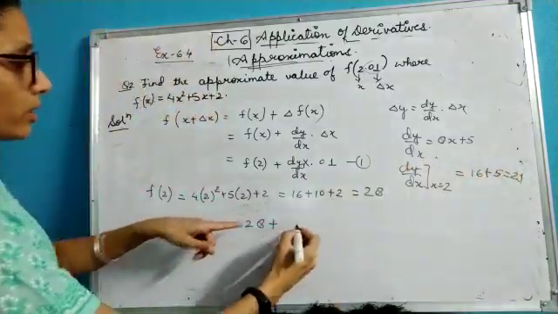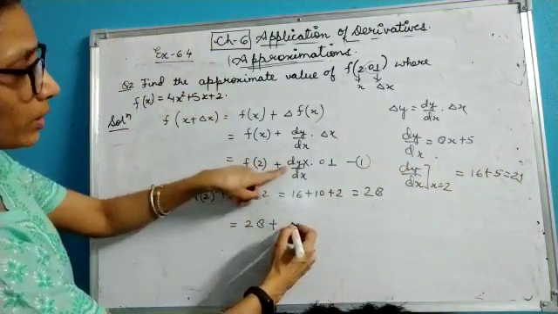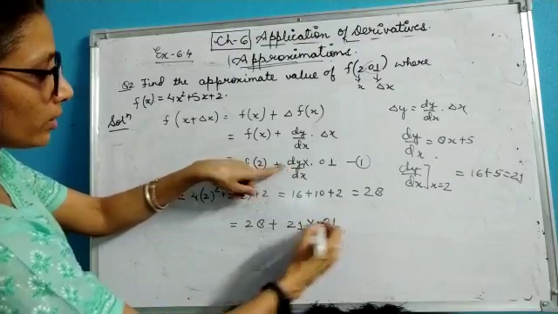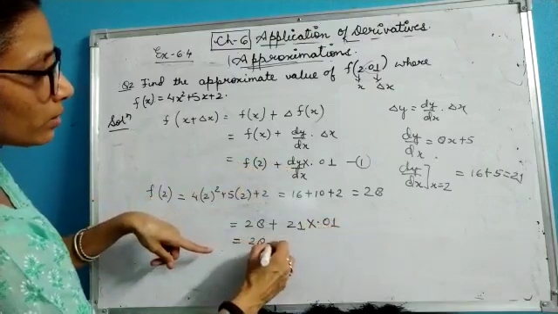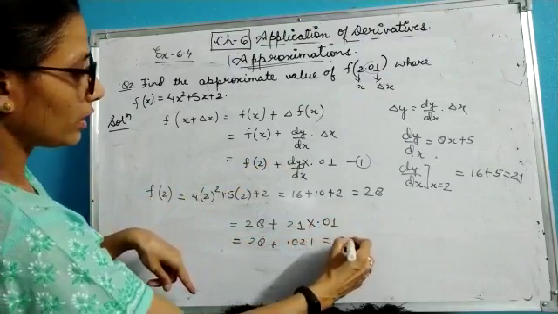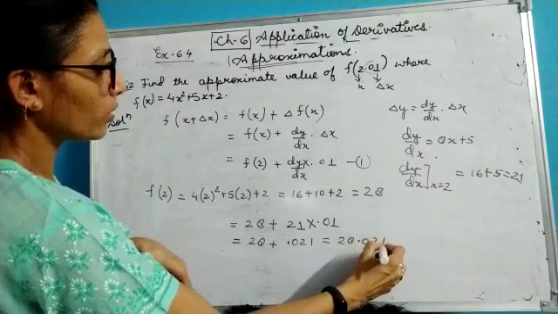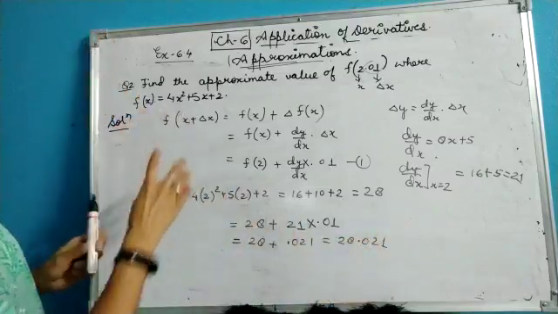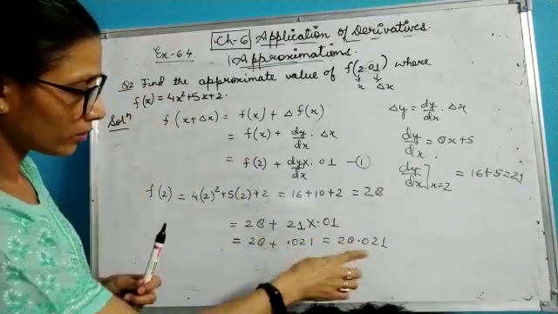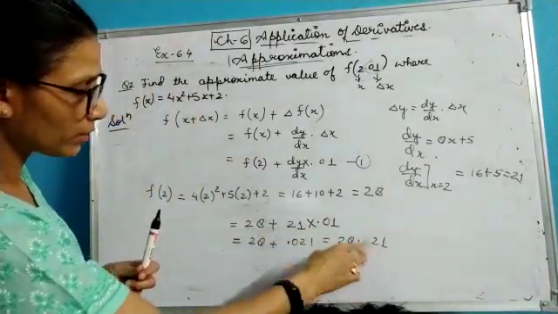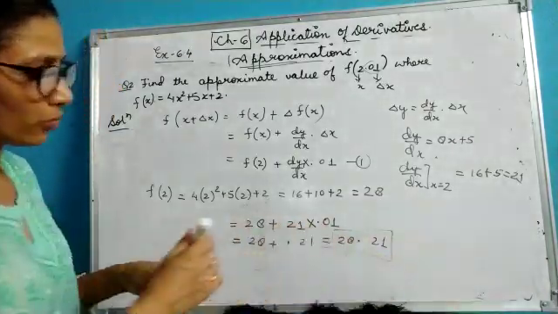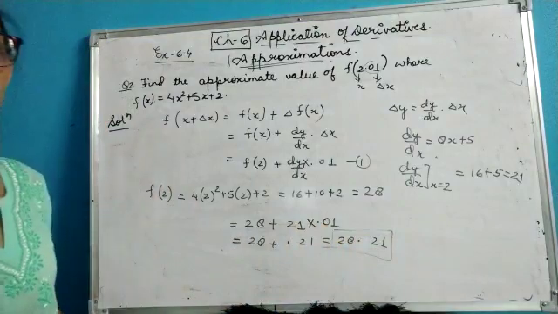Substitute it here. This is 28 plus dy by dx, which is 21, into 0.01. So you will write it as 28 plus 0.21, and it is 28.21. So this is the approximate value of your given function. Children, this is just 0.21. You will be multiplying and putting the decimal point, so it will be this only. So this is your approximate value of the given function.